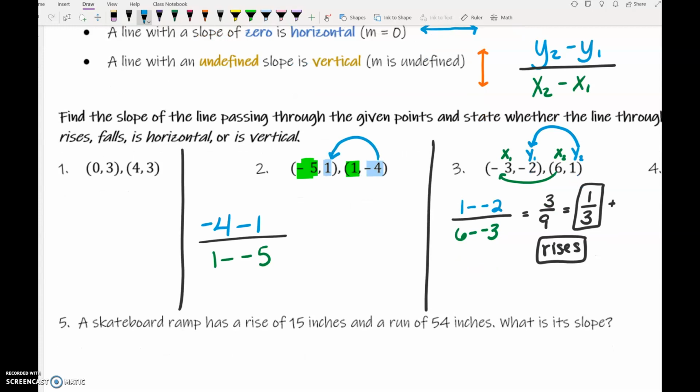I did negative 4 minus 1. Then I did 1 minus a negative 5. That gives me negative 5 over 6. Did you all get negative 5 over 6? Okay, and that's negative, so this slope falls.